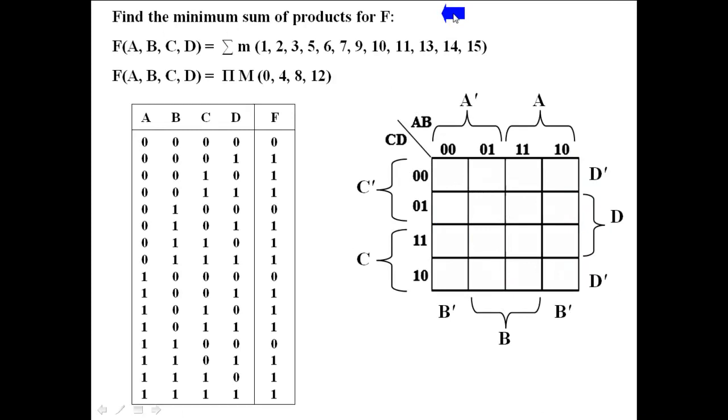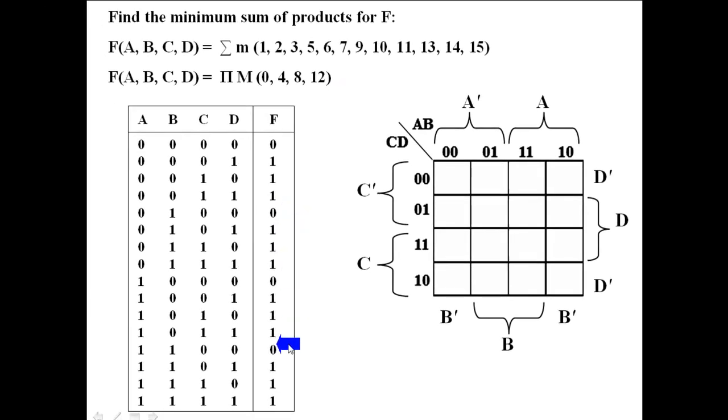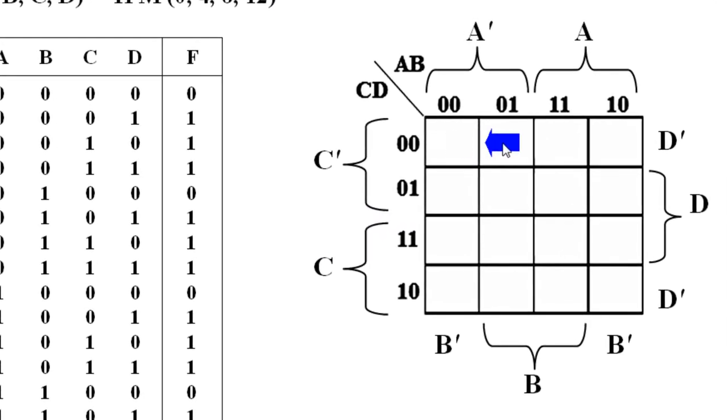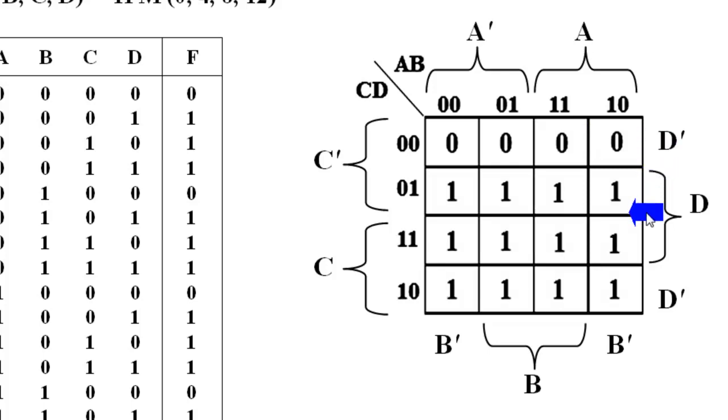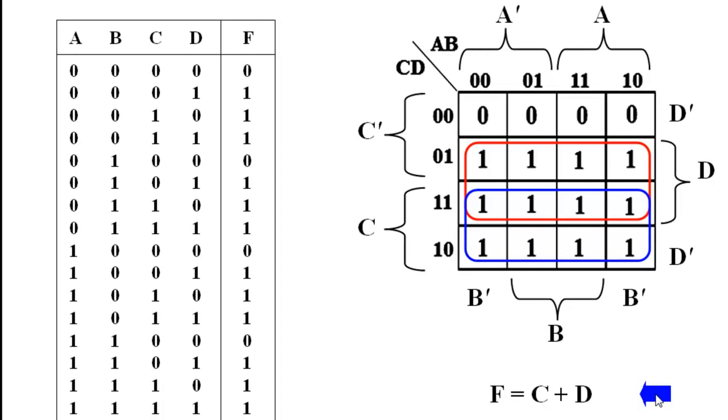This is another example about Karnaugh map. We can see that f has only 4 zeros and the other values are ones. So it's easier if we write the zeros in their places as shown and then fill the other squares with ones as we can see here. Now we group the adjacent squares that contain ones, and this is the minimum sum of products for f.